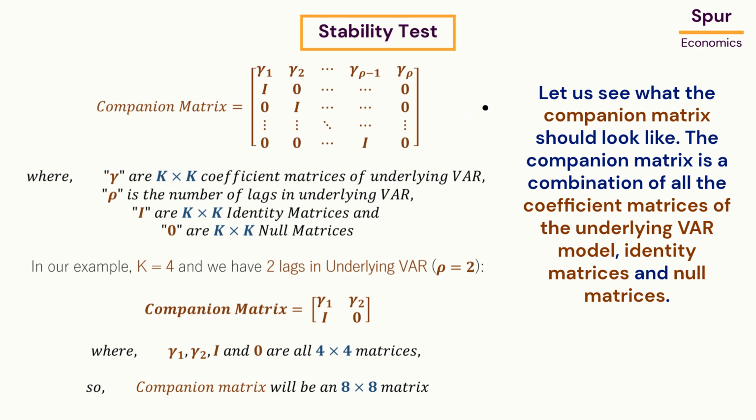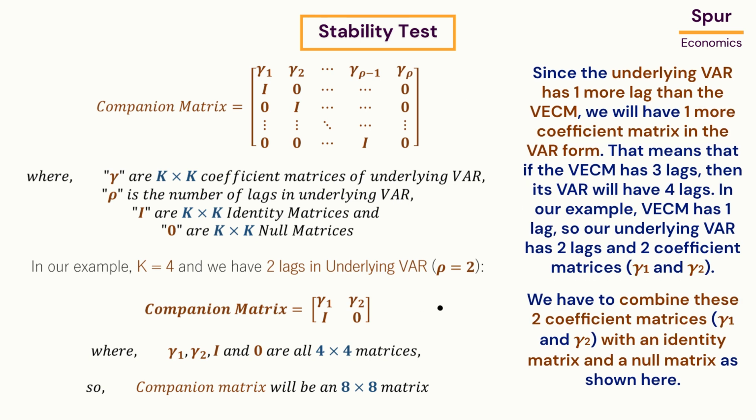The companion matrix is a combination of all the coefficient matrices of the underlying VAR model, identity matrices and null matrices. Since the underlying VAR has one more lag than the VECM, we will have one more coefficient matrix in the VAR form. That means that if the VECM has 3 lags, then its VAR will have 4 lags. In our example, VECM has 1 lag, so our underlying VAR has 2 lags and 2 coefficient matrices.